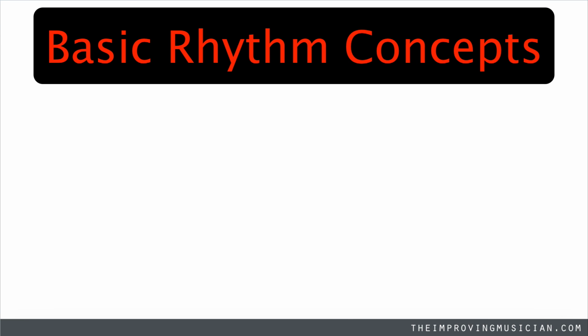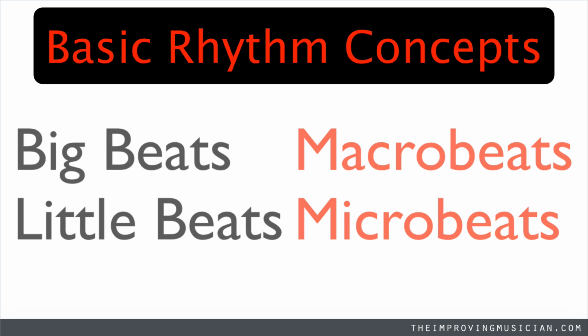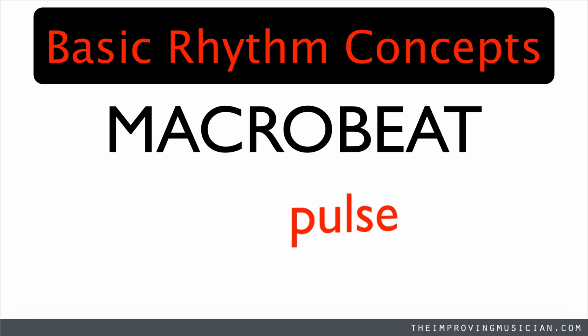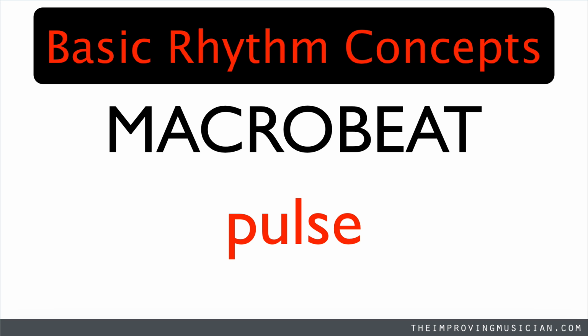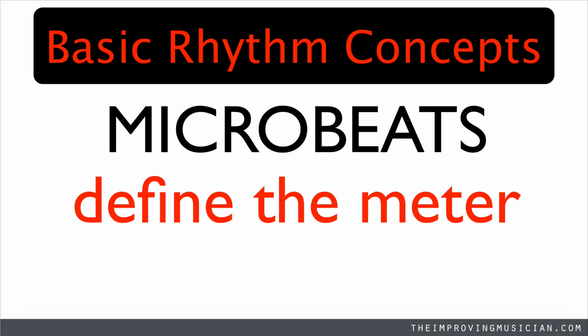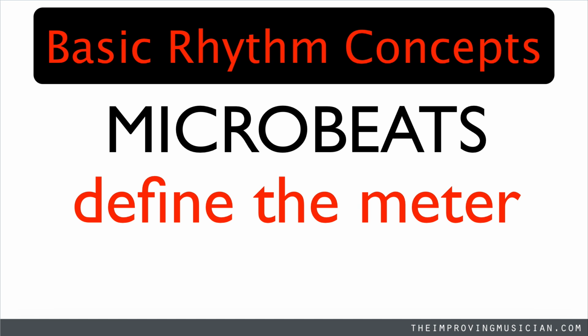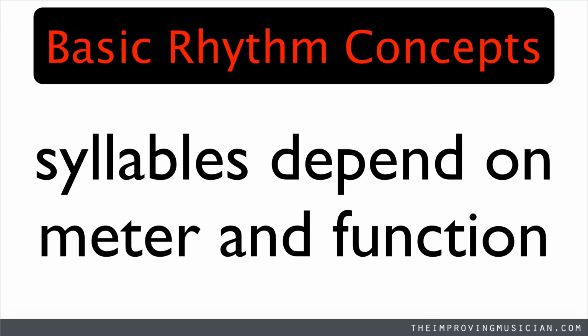Implicit in this system is the knowledge that rhythm has layers. The two primary layers of rhythm are big beats and little beats, or macrobeats and microbeats. The big beat, the macrobeat, is the pulse of music. The macrobeat can be divided into two or three parts. The parts are called microbeats. Microbeats tell us what meter we are in. If we divide a macrobeat into two microbeats, we are in duple meter. If we divide a macrobeat into three microbeats, we are in triple meter. The syllables we will use will vary depending on the meter and the rhythmic function. Let's look at our two primary meters, duple and triple, and see how the syllable system works.